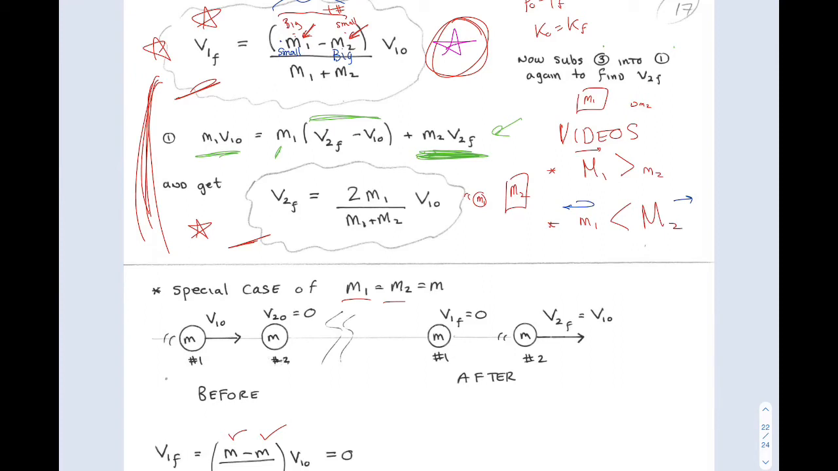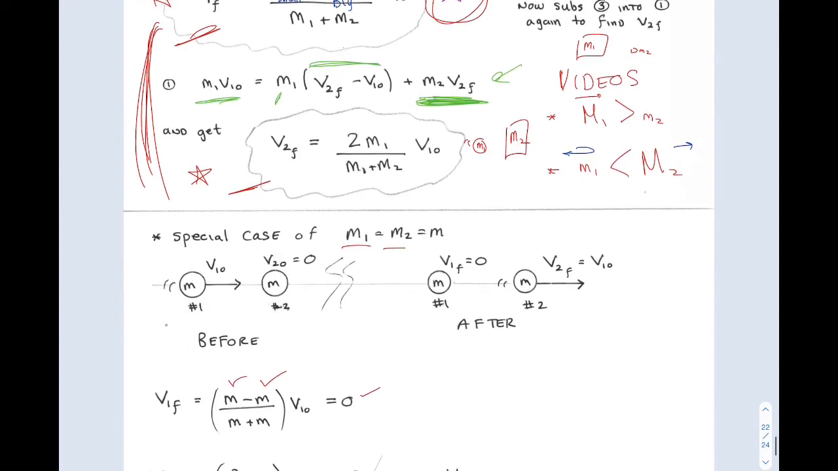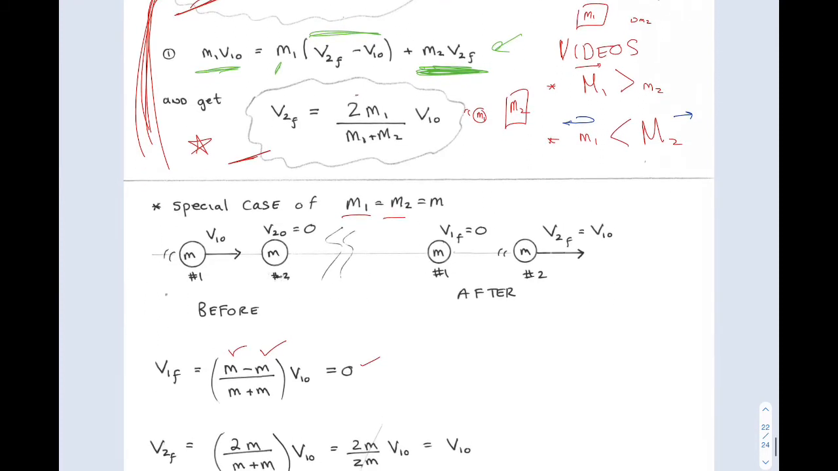And so the numerator is 0. So that says V1 final stops. V2 final, right here, the masses are all equal. So for V2 final, the numerator is 2M, and the denominator is M1 plus M2, which is M plus M. So on the top I have 2M, bottom I have 2M. Those cancel. So that says that when the masses are equal, sure enough, number 1 stops, and then number 2 goes off with the same speed that number 1 had when it came in.